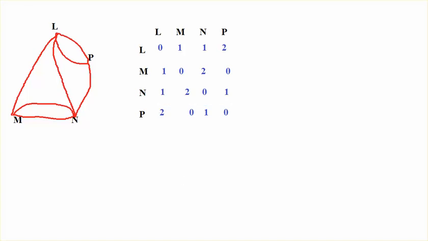One additional quick thing to notice that can help you check your work: if you did it correctly, your column and rows of the same names should match. So my P column, 2, 0, 1, 0. My P row, 2, 0, 1, 0. And this is the adjacency matrix for this vertex edge graph.